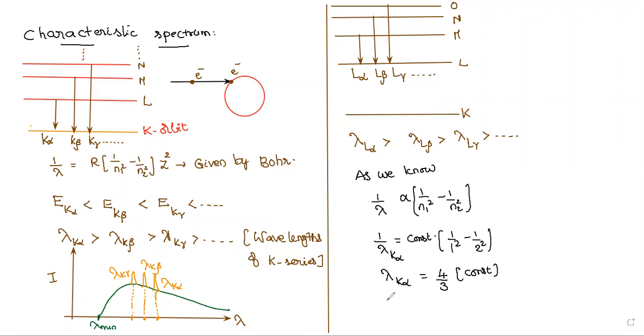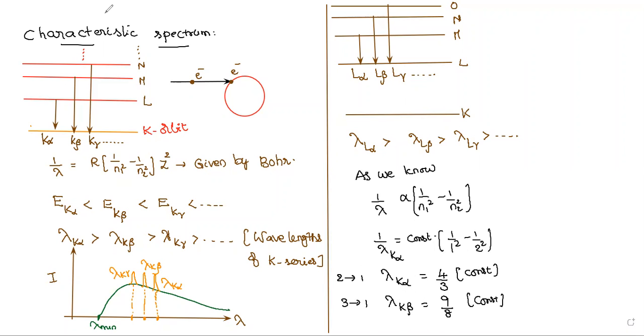And in the same way, here lambda of K beta, you can write 1 by 1 square minus 1 by 3 square. 1 by 3 square means 9. You will get 9 by 8 into some constant. I think you are following here. This is the transition of 2 to 1, and this is the transition of 3 to 1. That's why we write 1 by 1 square minus 1 by 3 square.